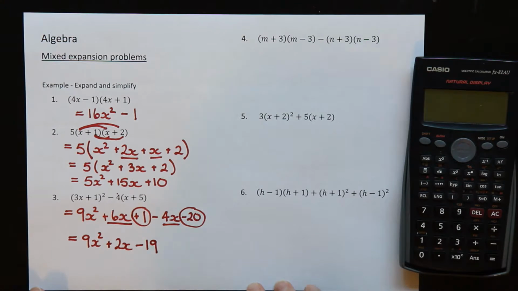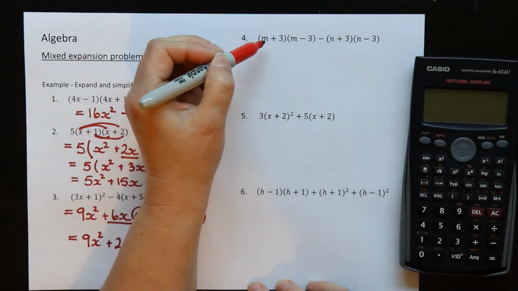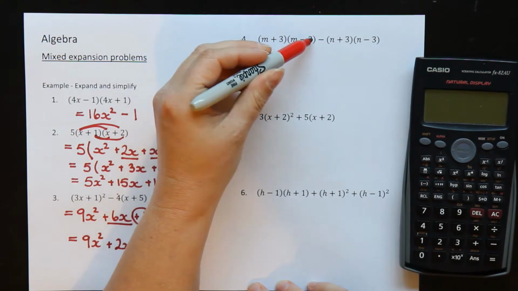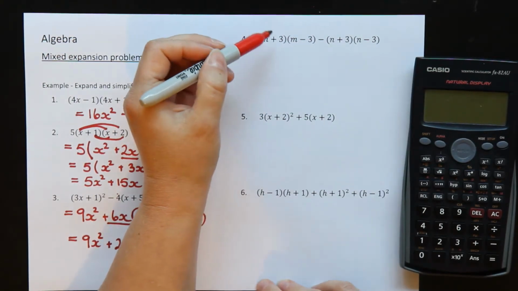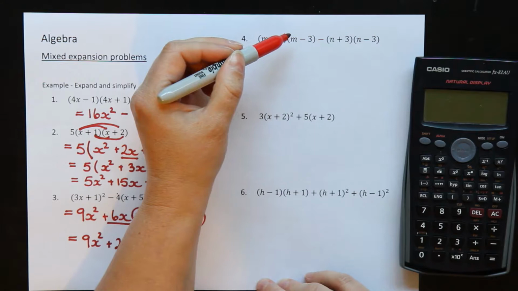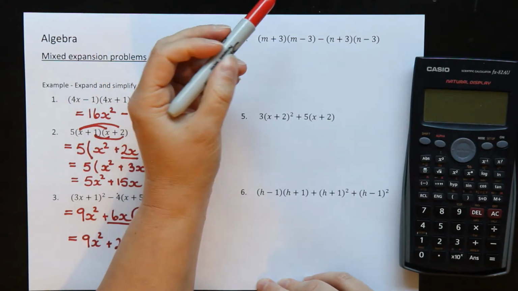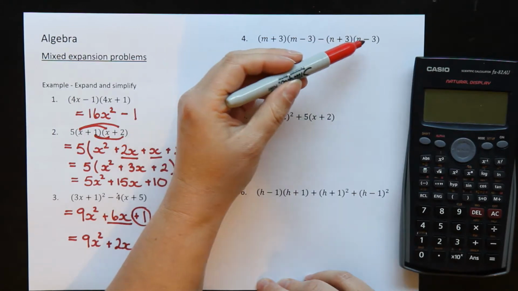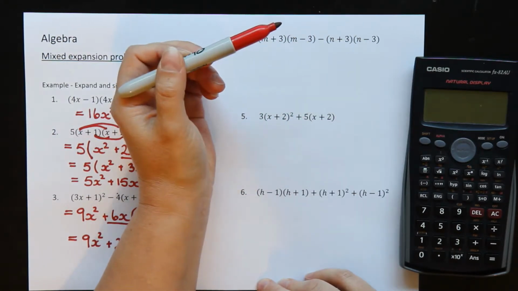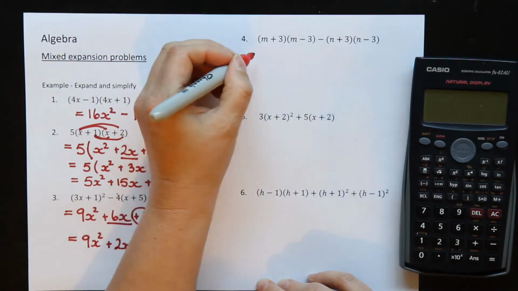Okay, hopefully you're staying with me so far. Let's try question 4. m plus 3, m minus 3. The brackets are the same except that one is a plus and one's a minus. That's going to be a difference of two squares expansion. Then I have n plus 3, n minus 3. Oh look, that's a difference of two squares again. Alright, so let's expand these out.